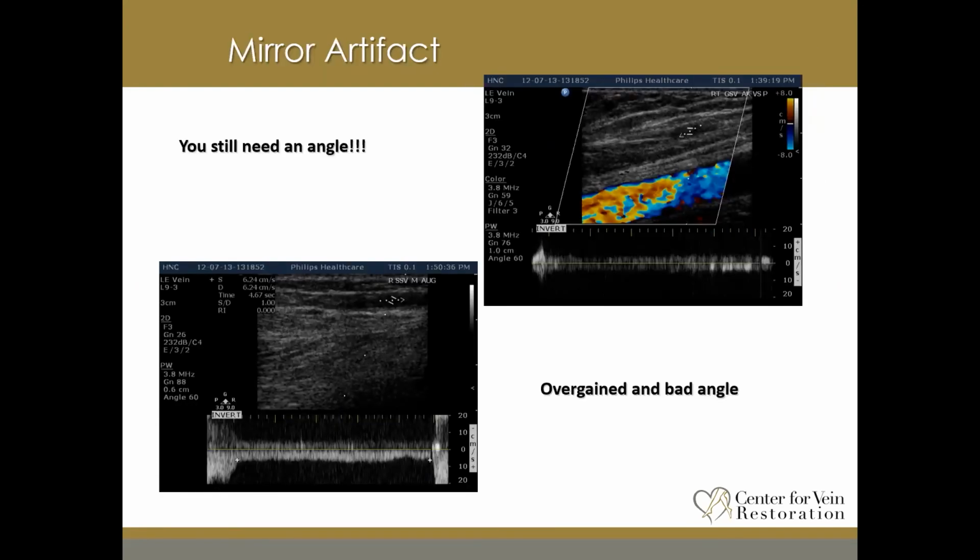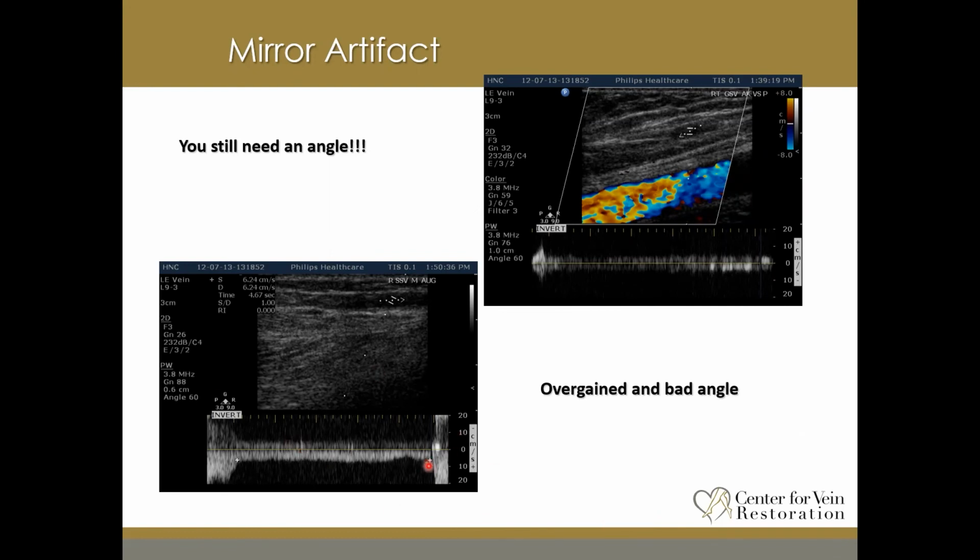Mirror artifact, we touched on it a little bit earlier. I mentioned it as an artifact. The problem with Doppler mirror artifact is that the reviewer may not be able to differentiate between the normal flow direction and the true reflux. The operator is capable of eliminating this artifact in most situations.